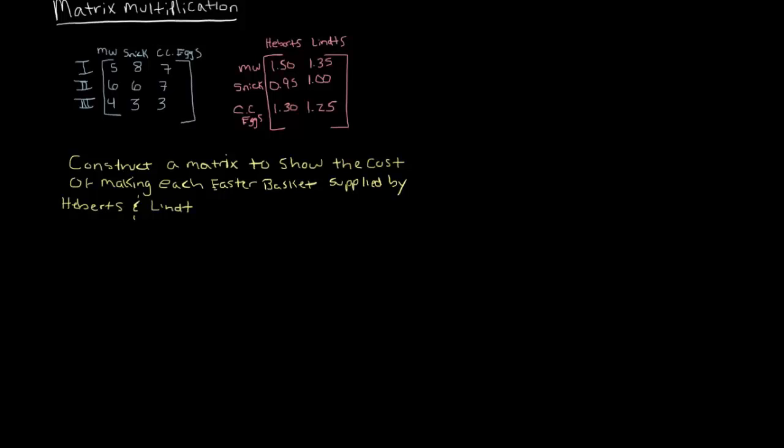So, the situation is that you own a candy store and you're selling Easter baskets. And so you have three different baskets you can sell. Basket 1, basket 2, and basket 3 here. So basket 1 consists of 5 Milky Ways, 8 Snickers, 7 Cadbury Cream Eggs. Basket 2, 6 Milky Ways, 6 Snickers, 7 Cadbury Cream Eggs, etc. Now, you have to buy the Milky Ways, the Snickers, and the Cadbury Cream Eggs from a supplier. And so over here you have the supplier matrix.